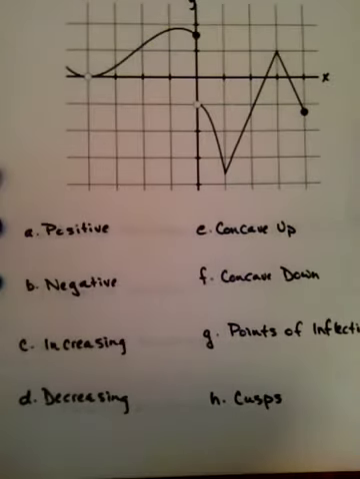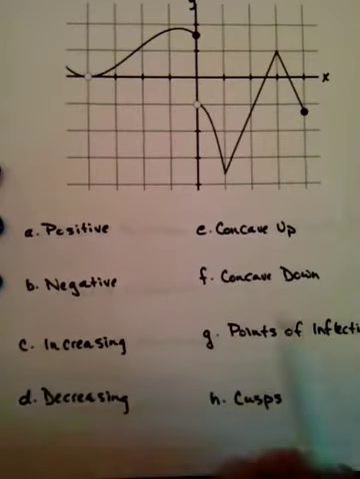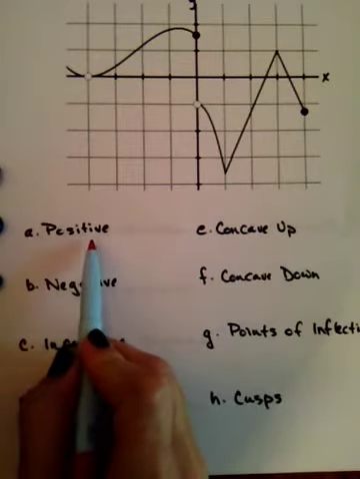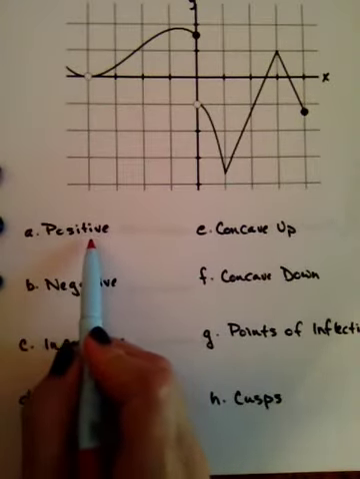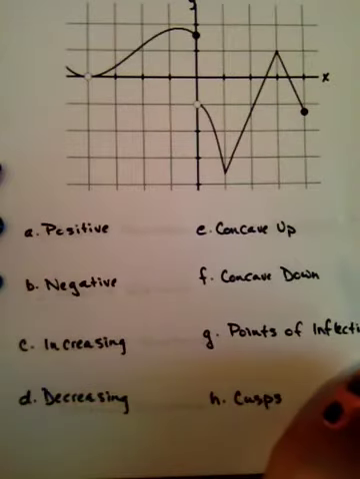There are lots of different ways to describe a graph and a lot of words we could use. So we're going to go through several different words that we use with graphs. So the first one is positive. When we say a graph is positive, what do we mean? And what we mean is that we have positive y values.